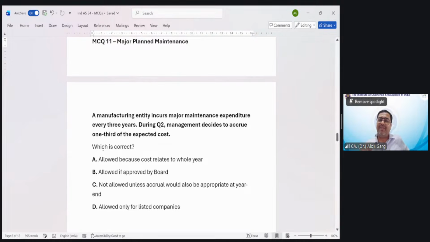So this is a major maintenance expenditure which it incurs periodically. During quarter 2, management decided to accrue 1/3 of the expected cost. Is it allowed because it relates to the whole year? No. Allowed if approved by the board? No. Not allowed unless accrual would also be appropriate at year end. It means if you are actually incurring the expenditure, then you have to recognize it. Okay, right?